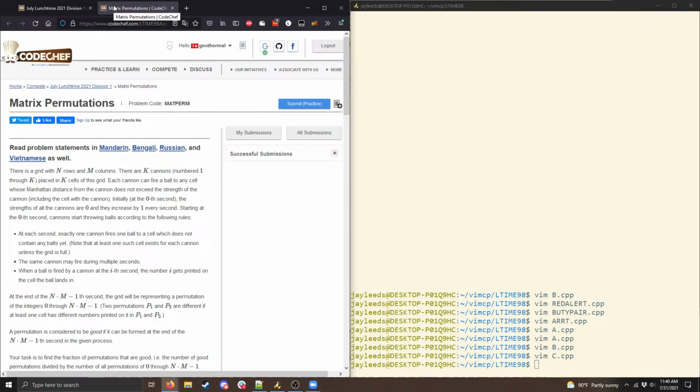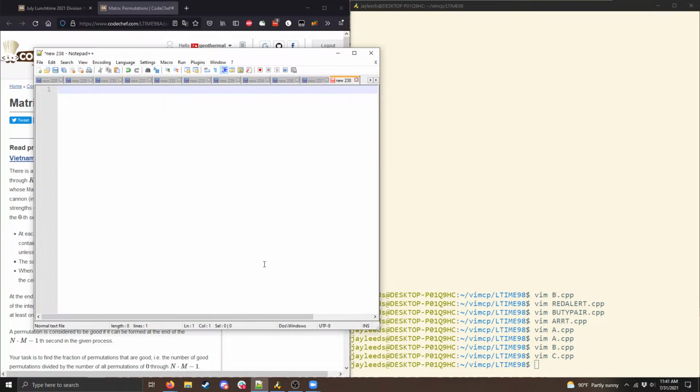All right, so we have an n by m grid, and there are k cannons numbered 1 through k placed in k cells of this grid. Each cannon can fire a ball to any cell whose Manhattan distance from the cannon does not exceed the strength of the cannon. Remember that the Manhattan distance is essentially the distance that you get from BFS. The Manhattan distance from (A, B) to (C, D) is equal to the absolute value of A minus C plus the absolute value of B minus D.